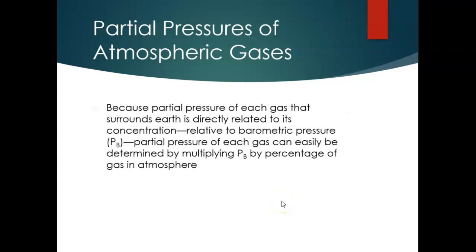Okay, so because the partial pressure of each gas is going to be related to that concentration, it's also going to be relative to the barometric pressure. So we're going to be able to figure out the partial pressure of each of these gases based on the barometric pressure at that specific elevation by multiplying the barometric pressure by the concentration of oxygen.